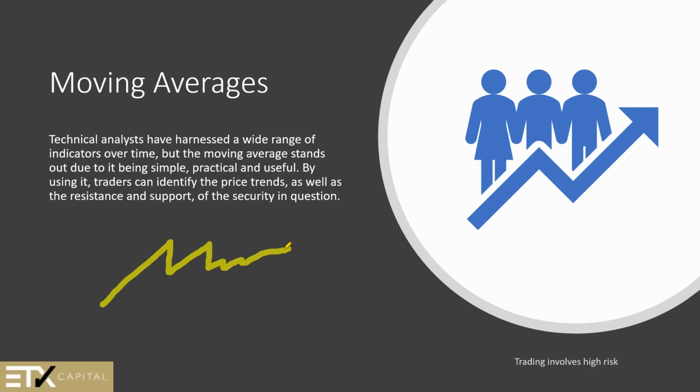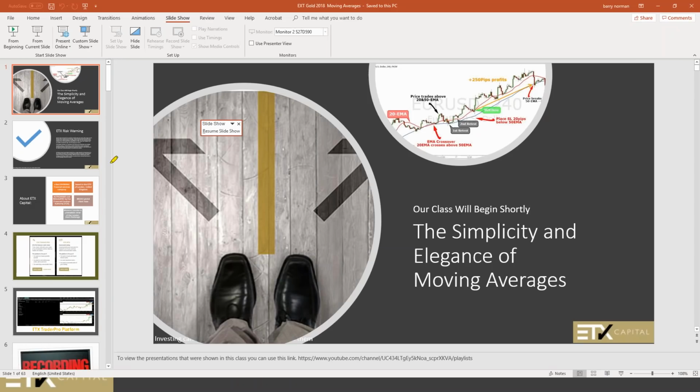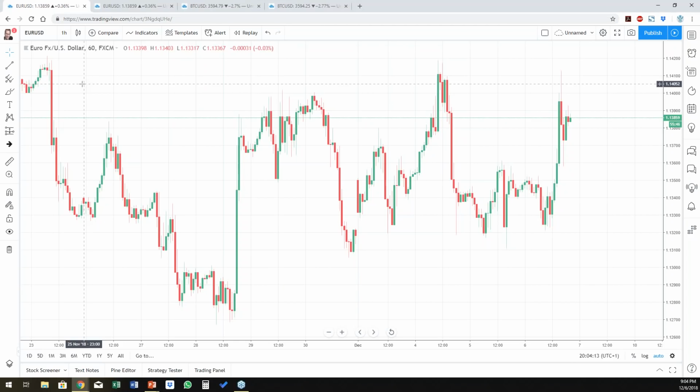So technical analysts have harnessed a wide range of indicators over time. But the moving average stands out due to its being simple, practical, and useful. By using it, traders can identify the price trends as well as the support and resistance of the security in question. Now, you can use moving averages in many different ways.